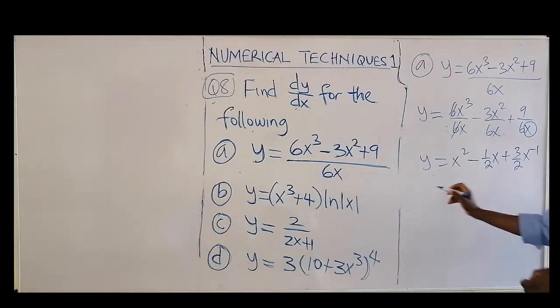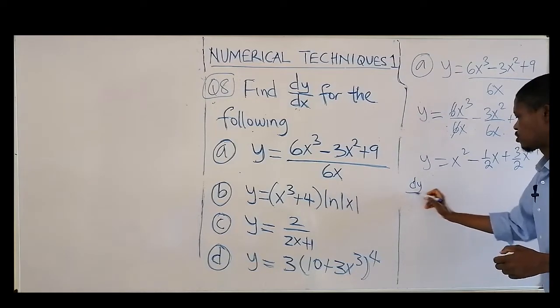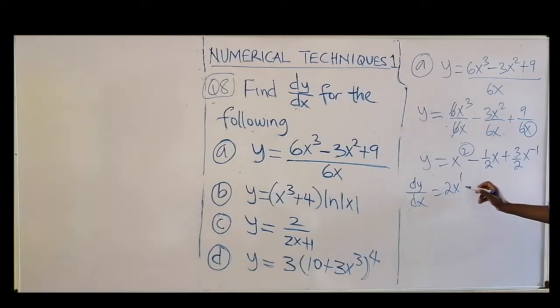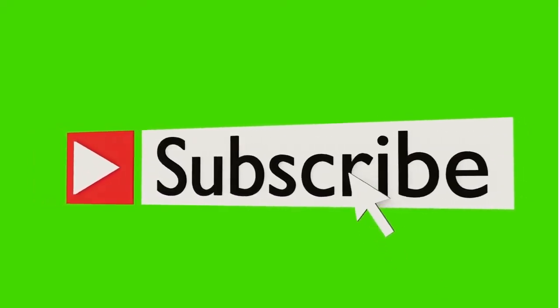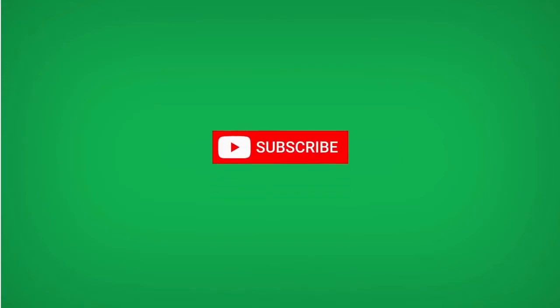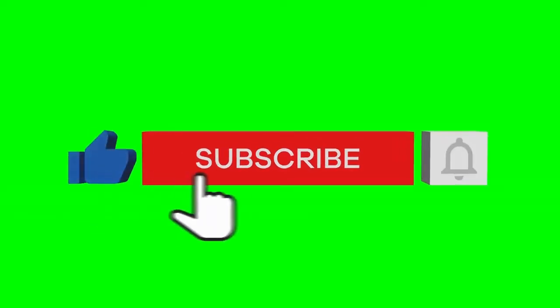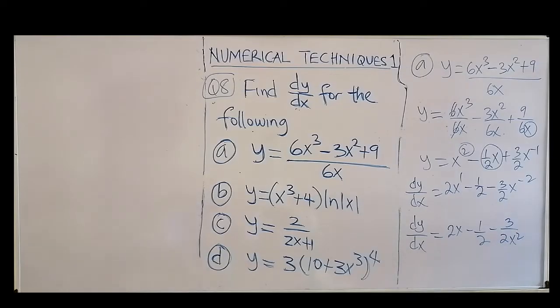Then dy/dx, the differential coefficient, will be equal to: this power here will go to the front, and then the power minus 1. When you differentiate minus half x, that will be minus a half, and this minus will go to the front, and that will be minus 3 over 2, and then x to the power minus 2. We can do the algebra for the final answer, and that will be 2x minus a half, minus 3 over 2x squared. So you have finished that question.